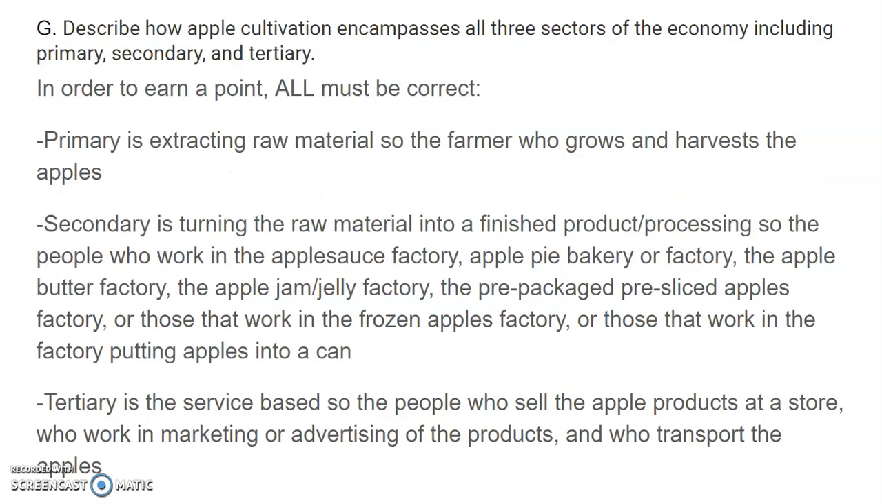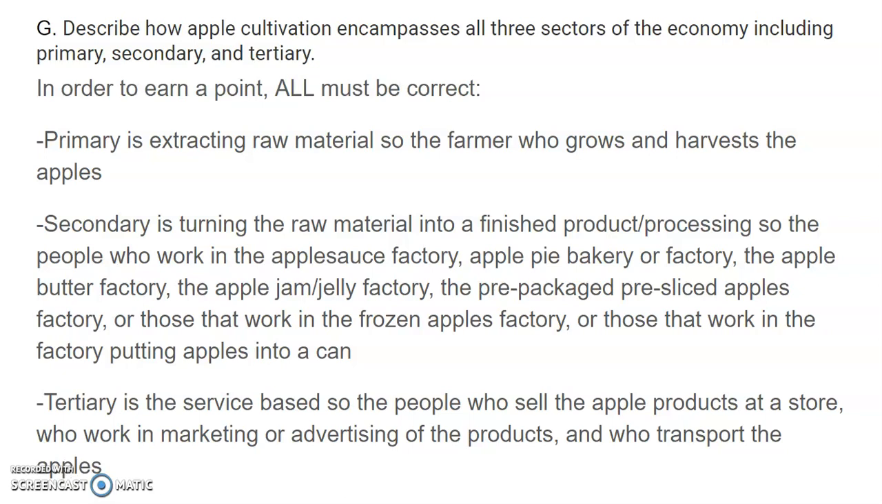Finally, G. Describe how apple cultivation encompasses all 3 sectors of the economy, including primary, secondary, and tertiary. In order to earn a point, all must be correct. They have to have all 3 to earn the point. If they don't have all 3, they earn a 0 for this. Primary is extracting raw material, so the farmer who grows and harvests the apples is the primary activity. So the primary is the farmer who grows and harvests the apples.